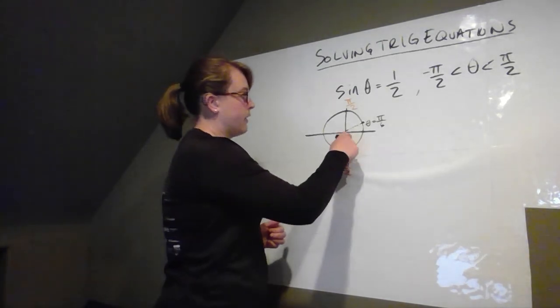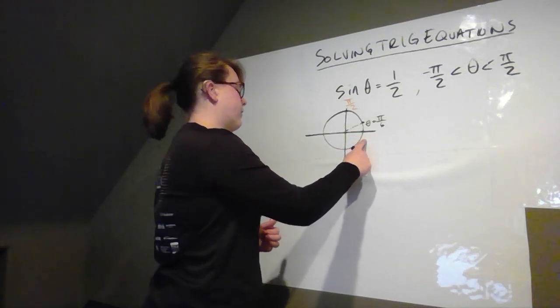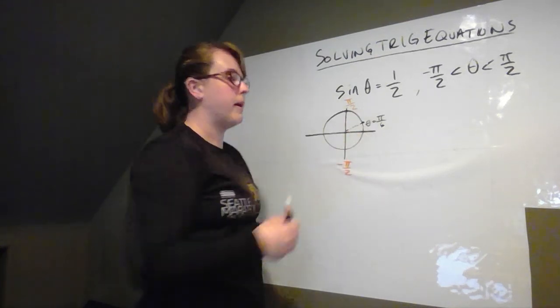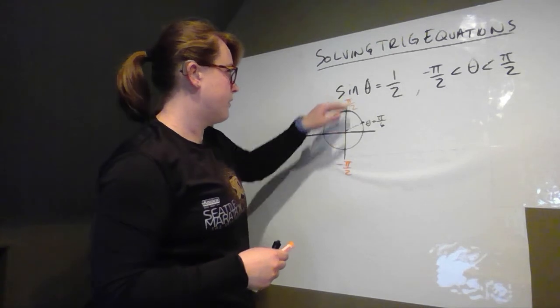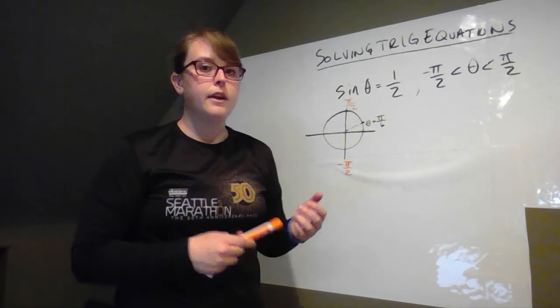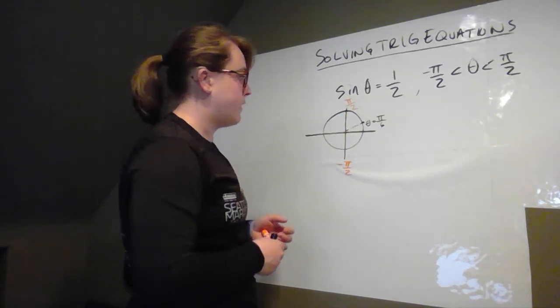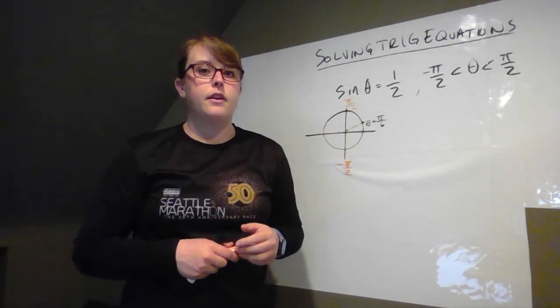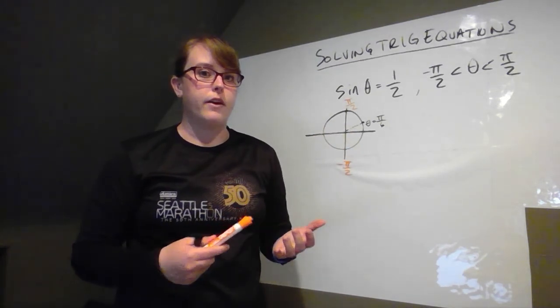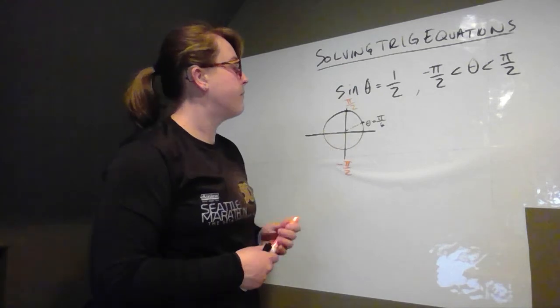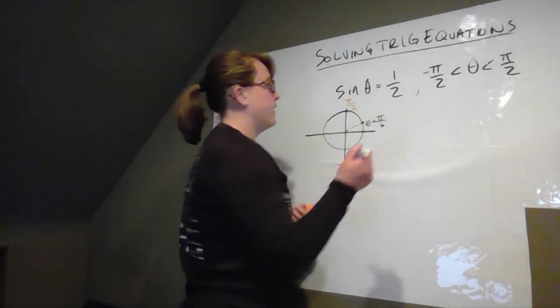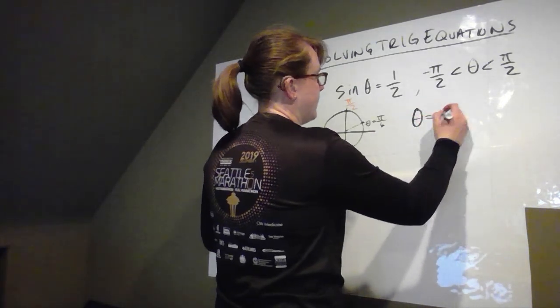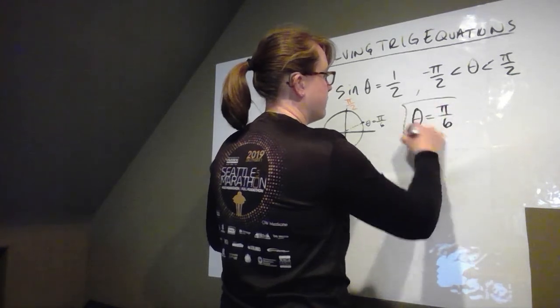Because down here, when theta is 11 pi over 6, or negative pi over 6, if we're thinking of it in terms of negative pi over 2 to pi over 2, then our value of sine would be negative since it's below the x-axis here. So all y values, all sine values are negative down here. So the only value for this one is theta equals pi over 6 in this interval.